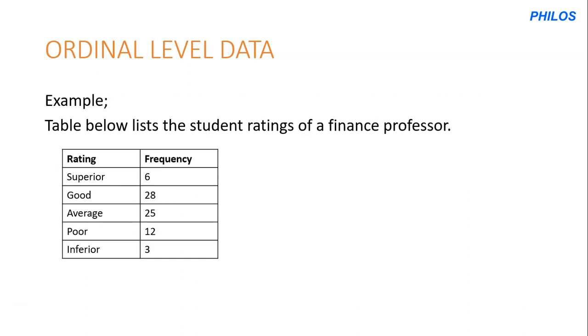So let's take for instance, look at this table. We have superior, good, average, poor, and inferior. Here we do not use the frequency to rank it as ordinal. No, what qualifies it as ordinal is the fact that superior is more than good, good is more than average, average is better than poor. We do not use the 28 good. When we talk about ordinal, we are talking about the qualities, the ranking of each quality, as superior, good, average, poor, and inferior.